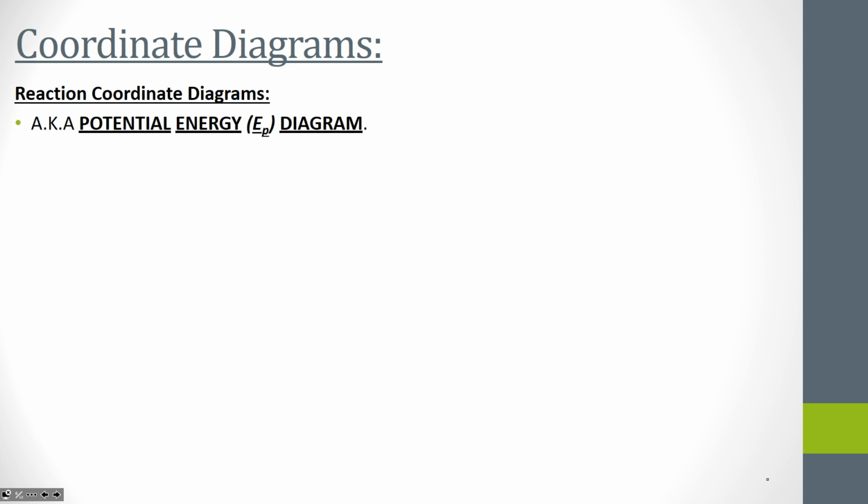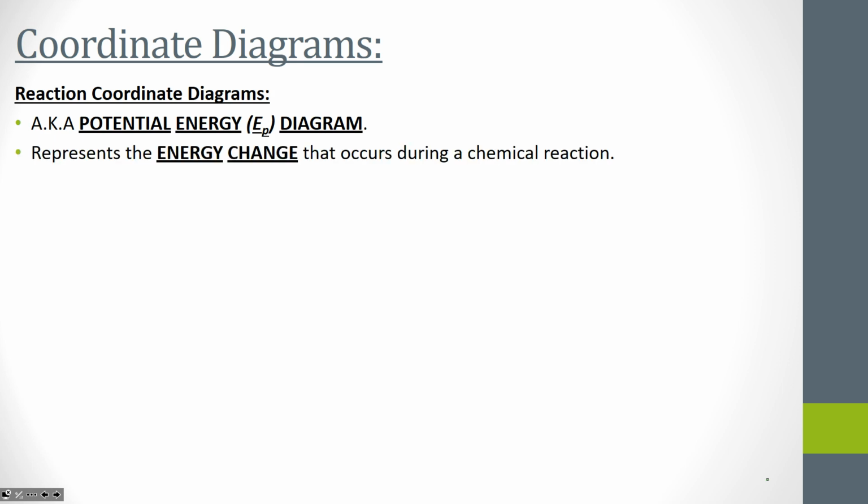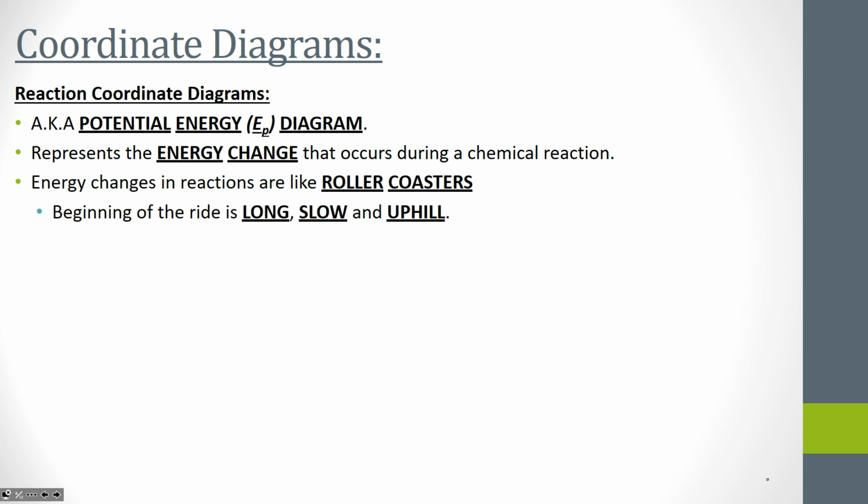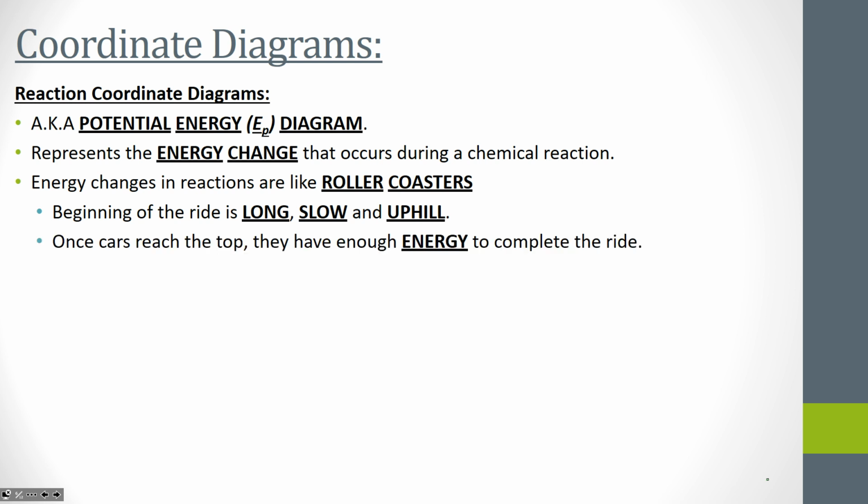Now, in order to look at these energy changes, we draw these things called reaction coordinate diagrams or potential energy diagrams. And what we're doing is we're just diagramming the energy changes during a chemical reaction. Think of a reaction like a roller coaster. To get a reaction to go, you have to apply energy, just like you do with a roller coaster. The first part of a roller coaster ride is long, slow, and uphill. And the whole purpose of that is to provide the carts with enough energy to complete the ride. If they didn't get enough energy, it would be a pretty poor roller coaster ride.